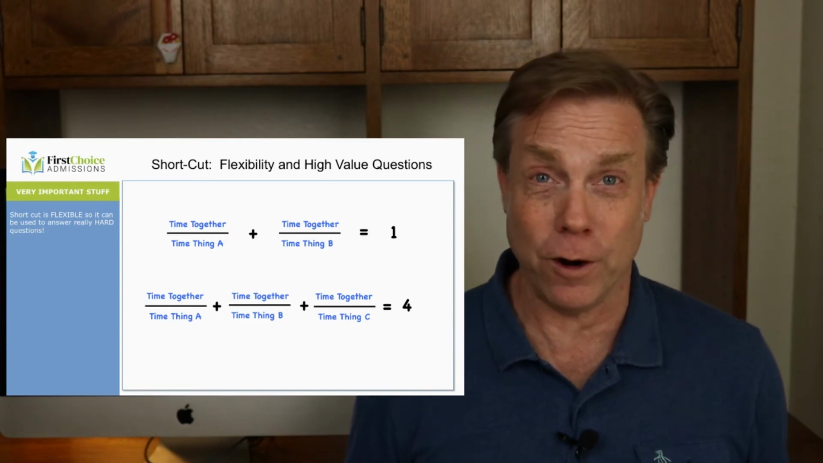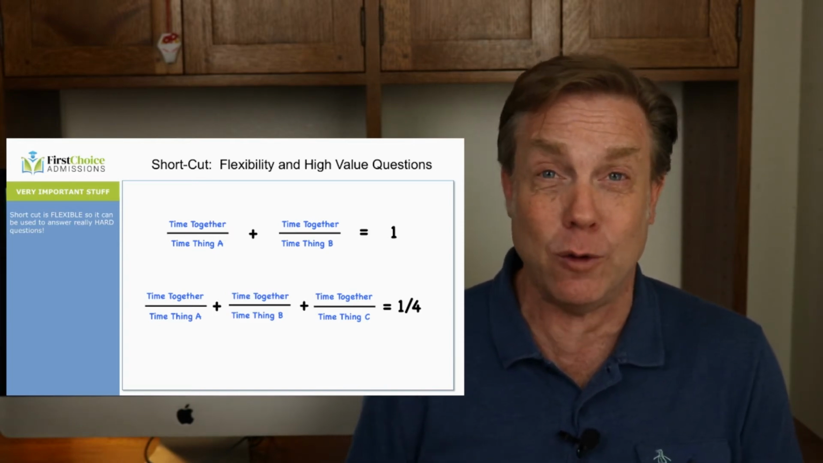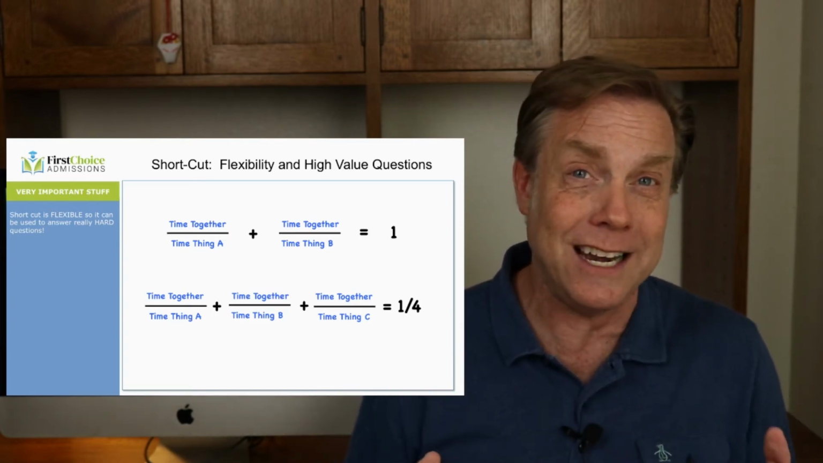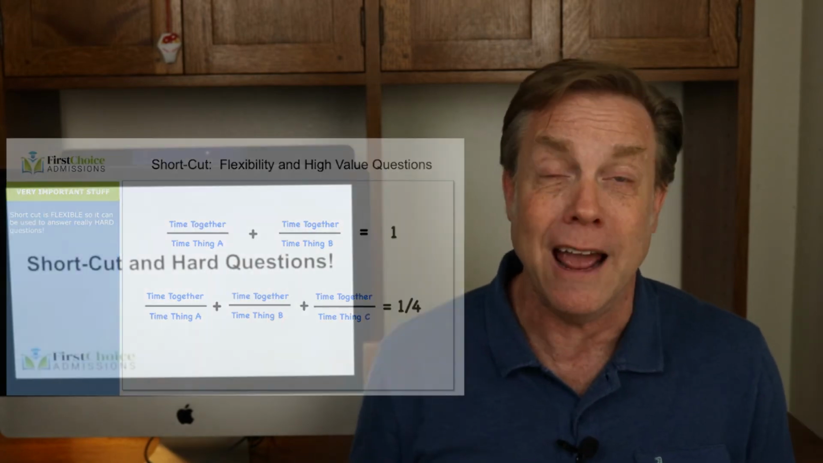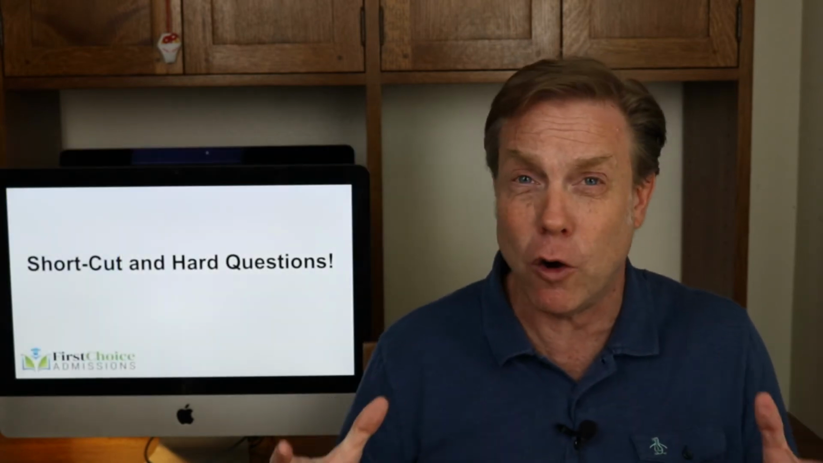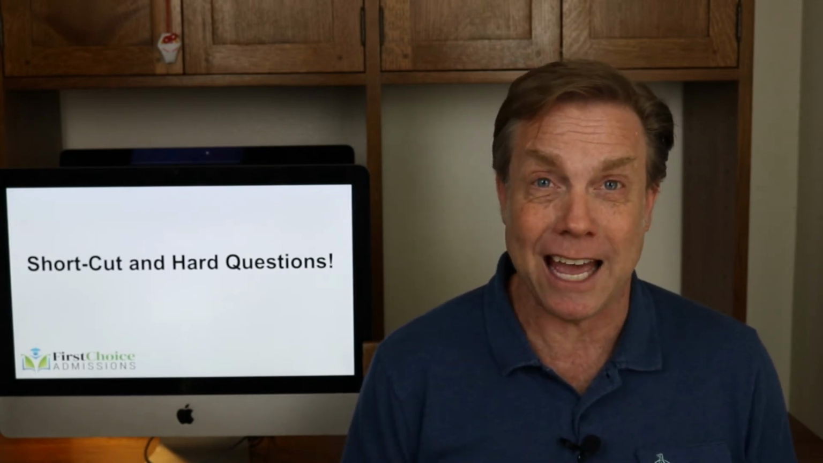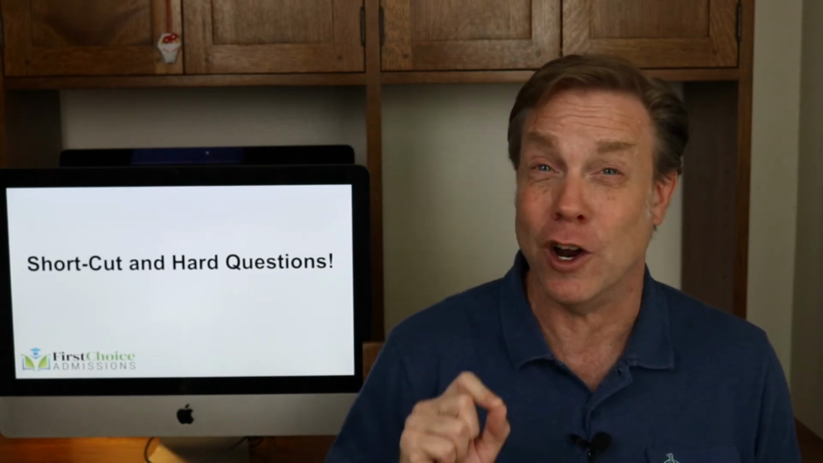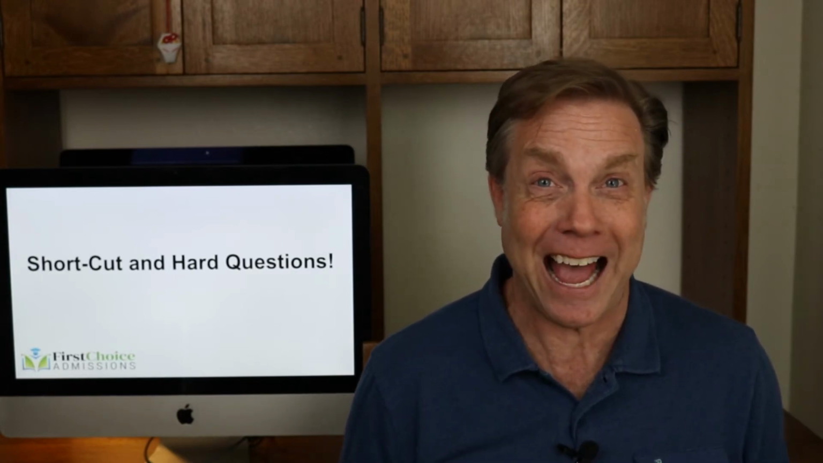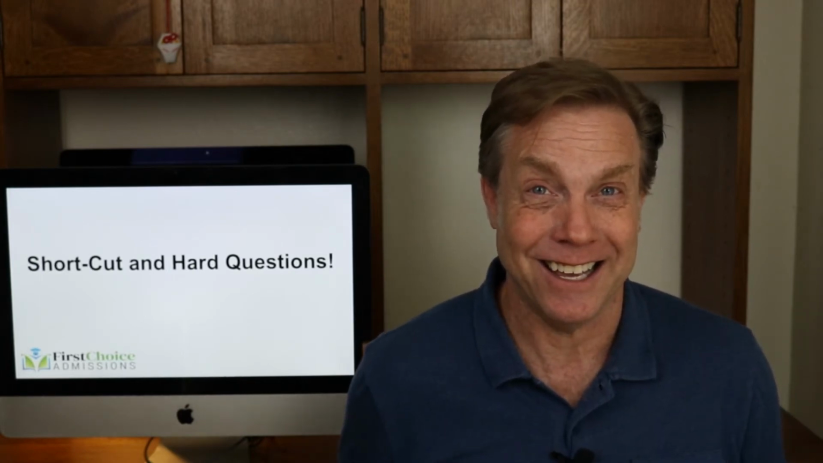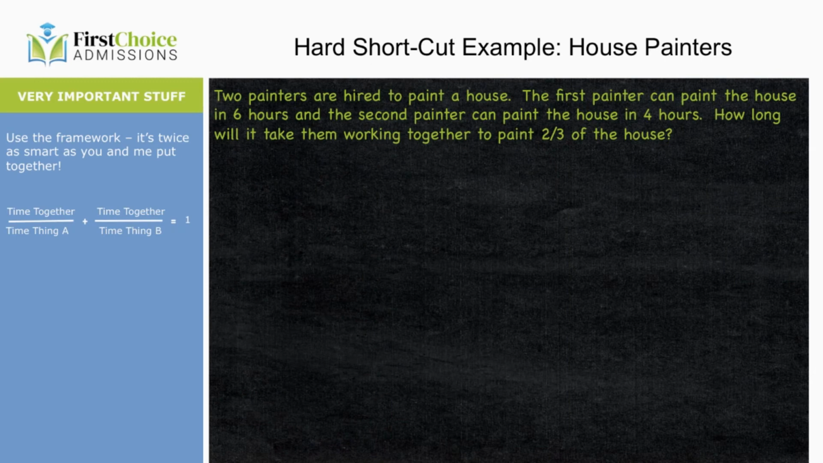If you're cleaning 1/4 of a garage, no problem. You set it equal to 1/4. You always set it equal to the amount of work you're doing. And because we can be so flexible in how we set up the shortcut, it can be used to handle really hard questions really easily and really fast. Let's take a look. Okay, let's up the difficulty.